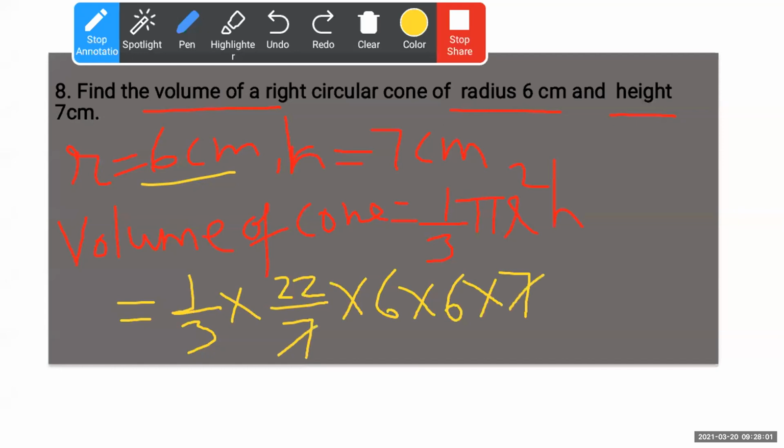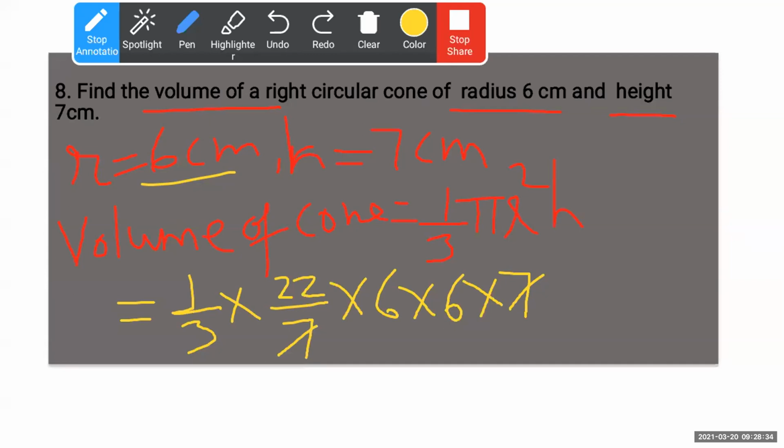If it is easier for you to cancel, look at the question first. If the numbers are multiples of 7, meaning they come in the table of 7, then you can apply 22 upon 7. If the value of pi is not given in the question, you can do that. Otherwise, whatever value is given, that value only you have to follow.